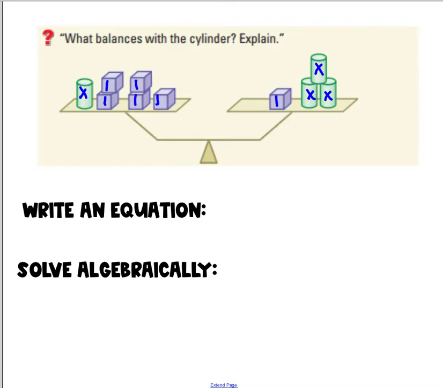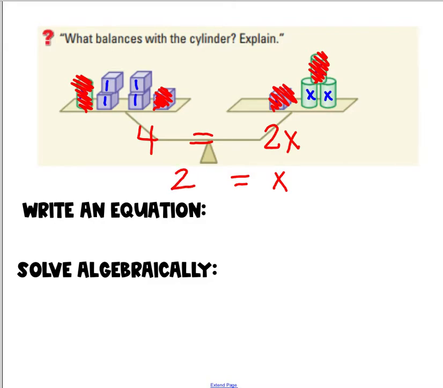Well, you could eliminate 1 cylinder here, which means you have to eliminate 1 cylinder on the right side. What about my cubes? If I eliminate 1 cube here, I have to eliminate 1 cube here. Now I'm left with 2 cylinders is equal to 4 cubes. Do you know how much 1 cylinder is worth? 2 cubes. X is equal to 2.